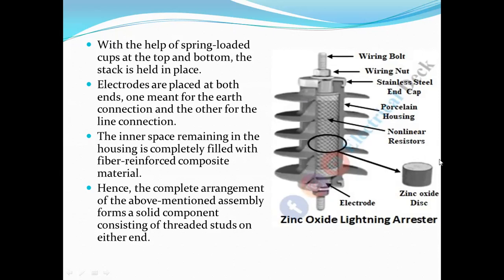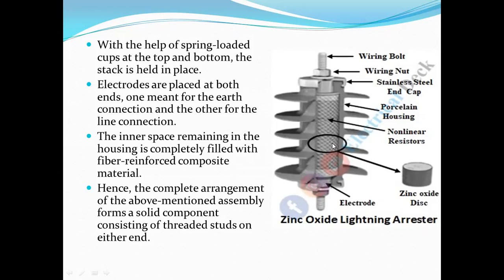There are a different number of discs, and these discs are placed in a stack. This is also called a gapless arrester. Why is it also called a gapless metal oxide arrester? Because when we consider an ordinary arrester, we use only two electrodes, and in between them there is a gap, and that gap itself acts as a resistance.